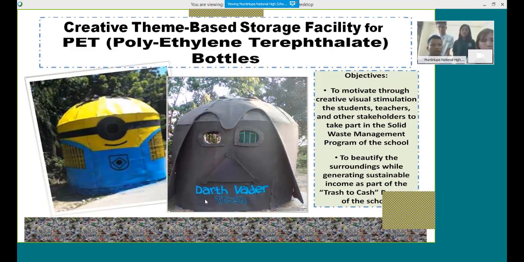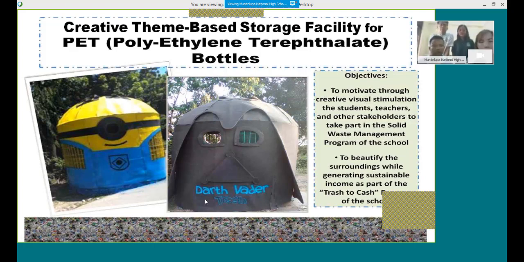It's called creative theme-based because there are different themes that can be incorporated in this storage facility, such as this one, the Darth Vader trash and the Minion trash. The objectives are to motivate, through creative visual stimulation, students, teachers and other stakeholders to take part in the solid waste management program in the school, and also to beautify the surroundings while generating sustainable income as part of the trash to cash program of the school.